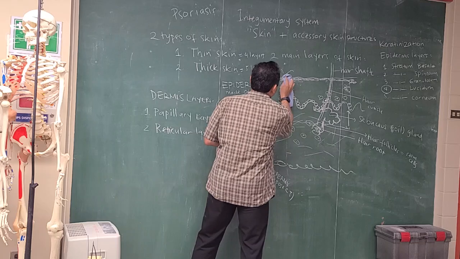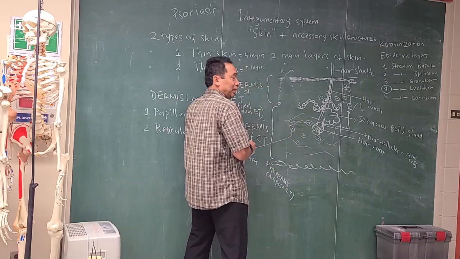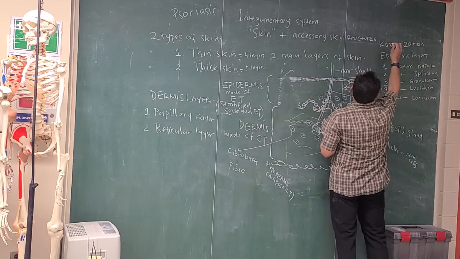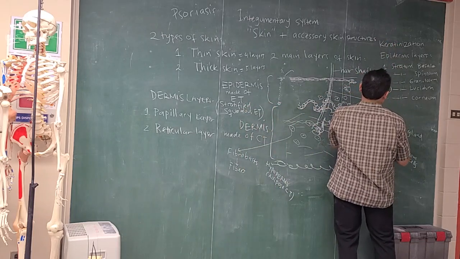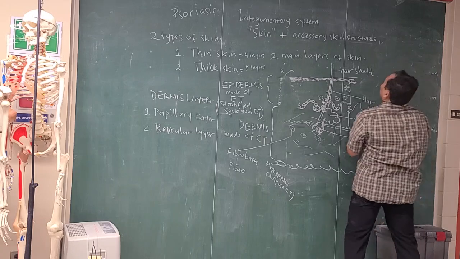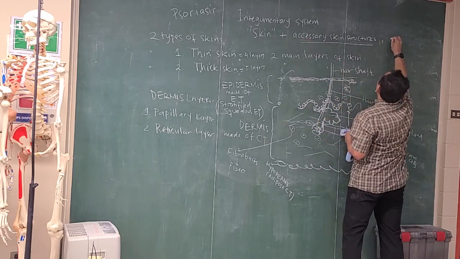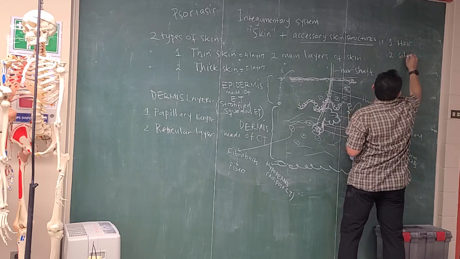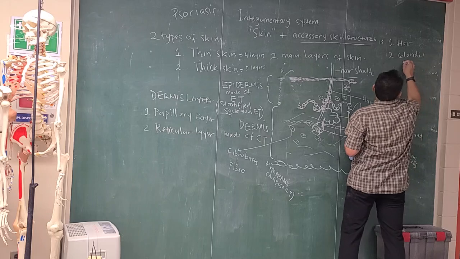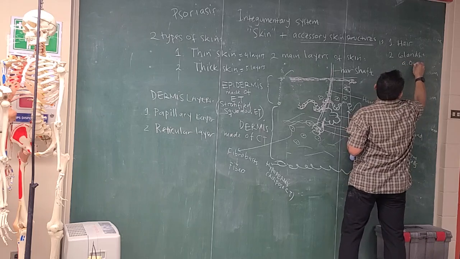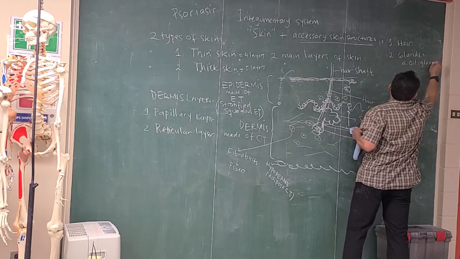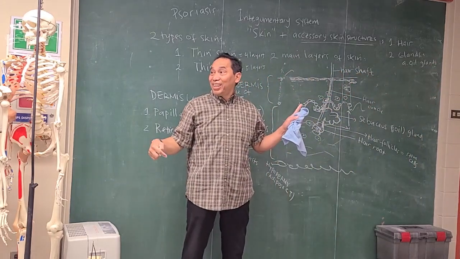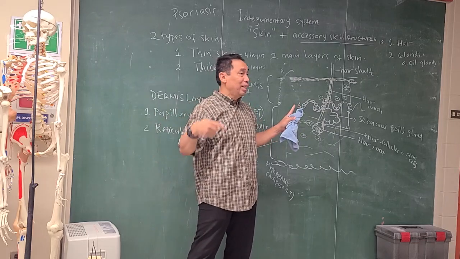Okay, we're gonna put another one over here. There is another gland. So now you have hair as one accessory structure. I'm gonna put the first accessory skin structure. The first one is hair. The second one is gland. We have the oil gland or sebaceous gland. And the oil gland is always attached to the hair, and therefore your hair will be oily.